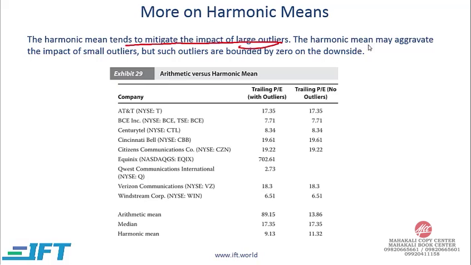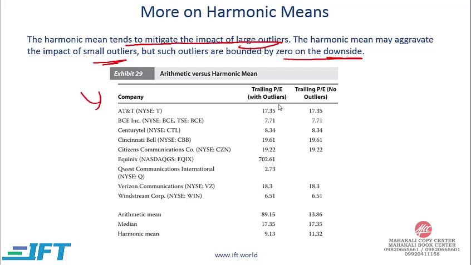But the harmonic mean may aggravate the impact of small outliers. What is the good thing about small outliers though? The small outliers will be bounded at 0. A large outlier can be a very high number, but a small outlier is still bounded.